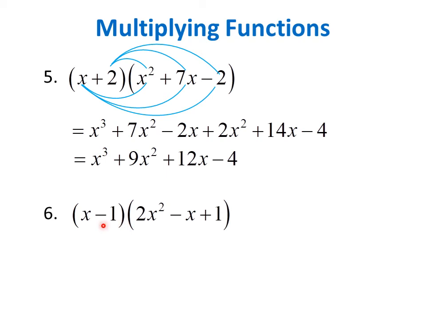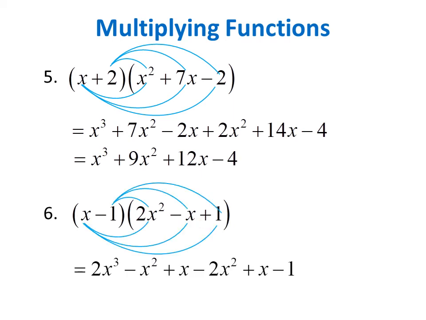Lastly, let's multiply the binomial x minus 1 by the trinomial 2x squared minus x plus 1. So let's multiply first the first term of the binomial to each term of the trinomial. So we have x times 2x squared. So we have the number 2. Then let's multiply the x variable. So we have x times x squared. Copy the x variable, and then add the exponent 1 to the exponent 2. So we have the exponent 3.